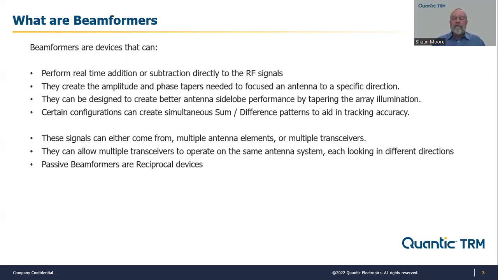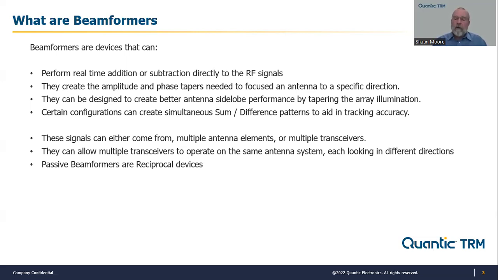The result of that vector sum will then be used to either feed an antenna or an aperture, or to take a signal from the antenna or aperture and then decode it back. So they create phase tapers and amplitude tapers that allow an antenna, for example, a flat or a linear array, to point in a specific direction.